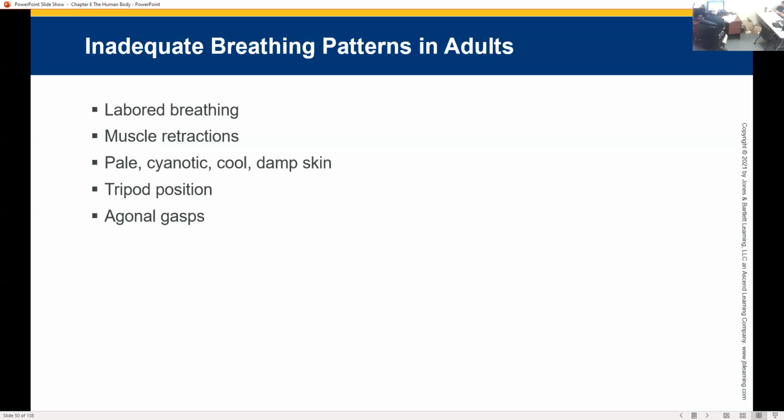Agonal gasps. A lot of people have what they call agonal gasps right before they die. It's the body making a last-ditch effort to breathe. I'll go ahead and tell you this: if you walk in and someone is making agonal gasps, you need to be checking the pulse and probably looking at starting CPR, because they're going to need it very quickly.